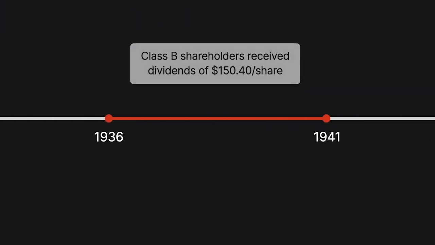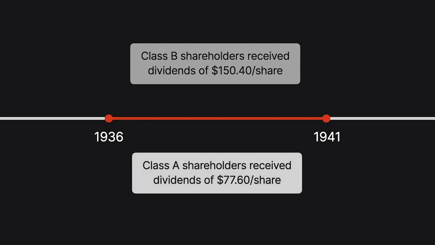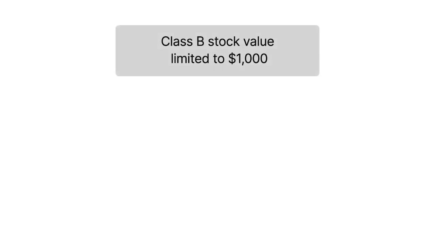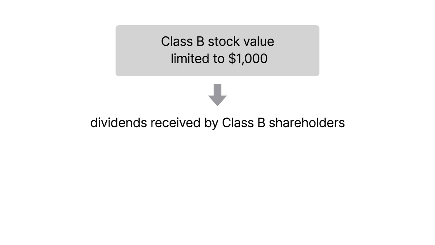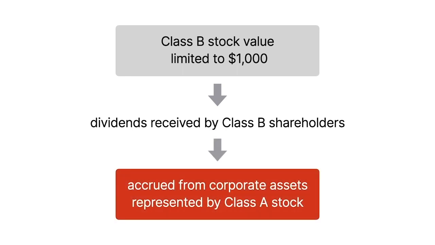From 1936 to 1941, Class B shareholders received dividends of $150.40 per share. Class A shareholders received $77.60 per share. Because the value of all Class B stock was limited to $1,000, most of the dividends received by Class B shareholders accrued from corporate assets represented by Class A stock.